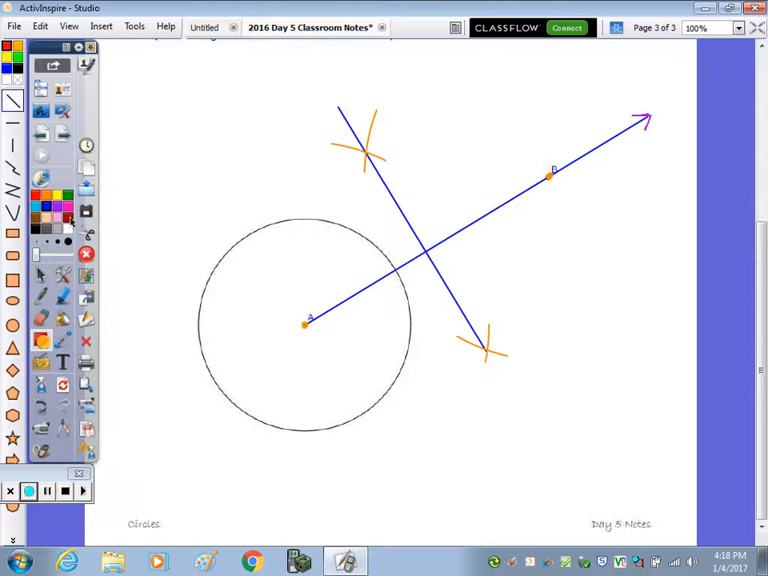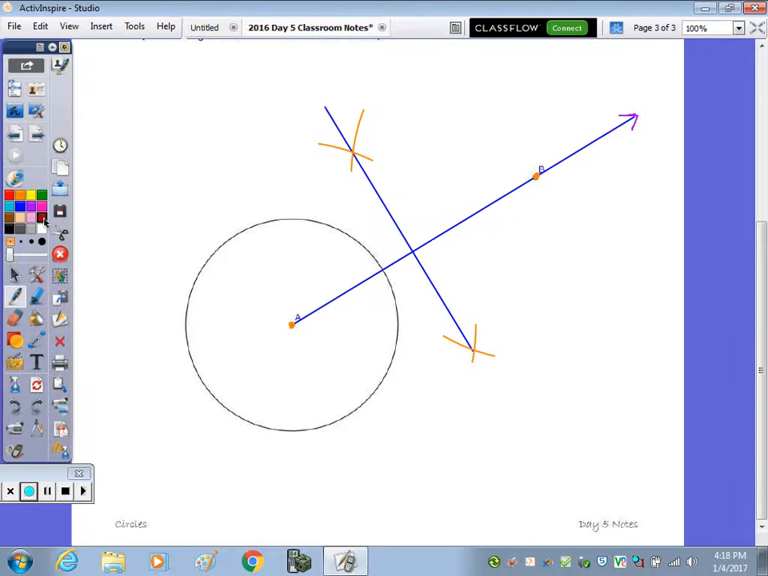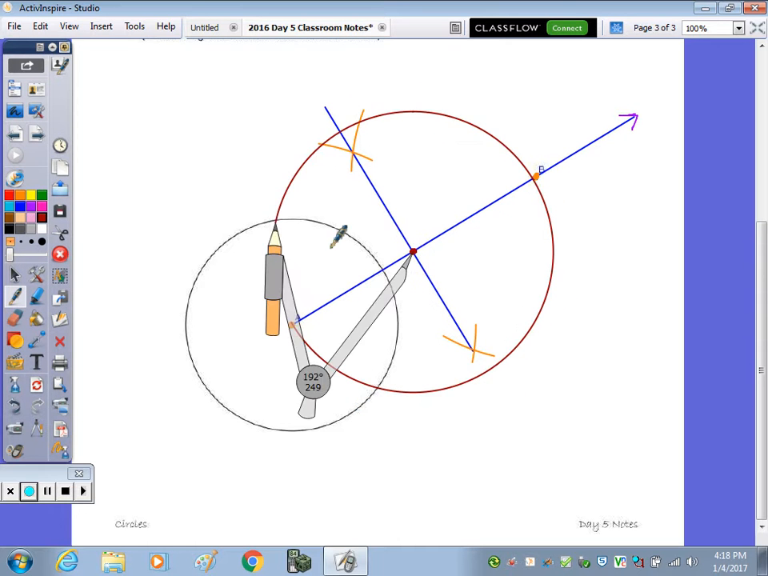I'm slightly off. I need to calibrate the board, but I'm going to leave that as is. And here is the midpoint of AB, which is the center of my circle. So now I'm going to draw a circle whose center is the midpoint, and I'm going to open it up to the radius through A and then through B.